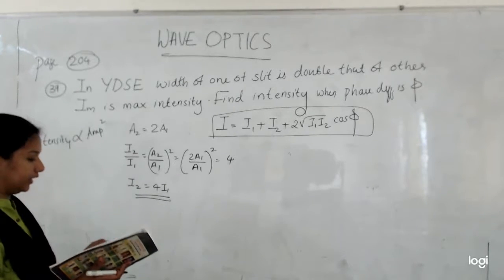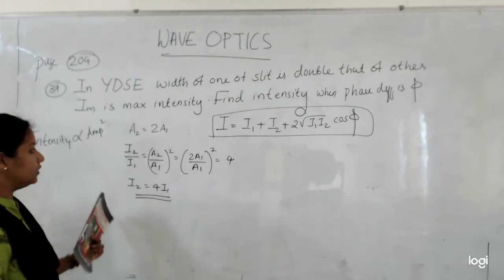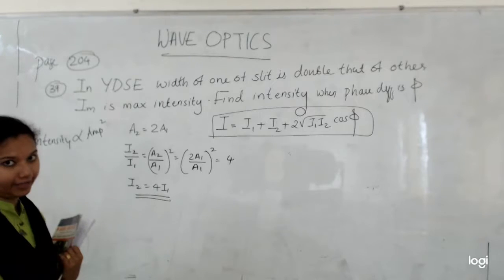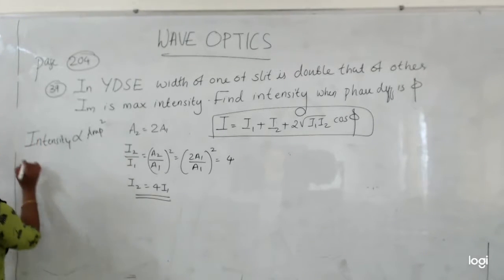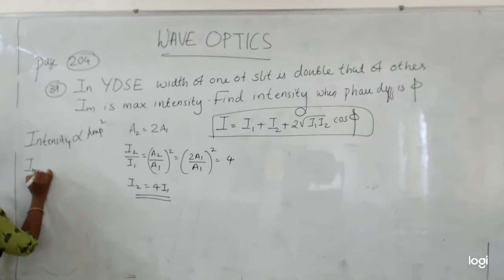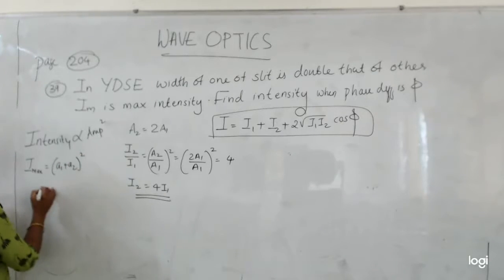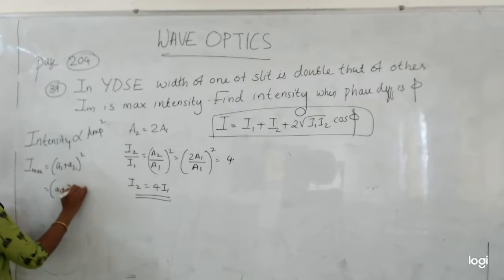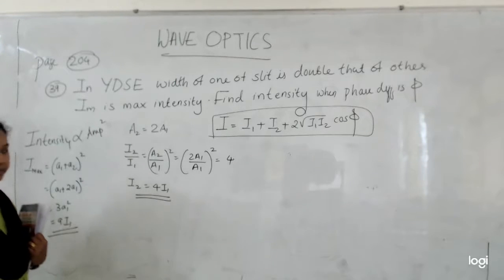Now the next one. We have I2 and I1 values, in terms of I1 only. We should find what the maximum intensity is here. Maximum intensity is A1 plus A2 the whole squared. So I can write A1 plus 2A1 the whole squared. That is 3A1 the whole squared. That is 9 times I1, which is your Imax.